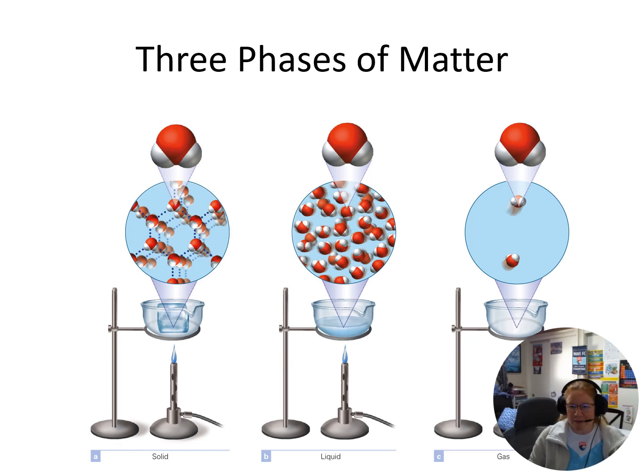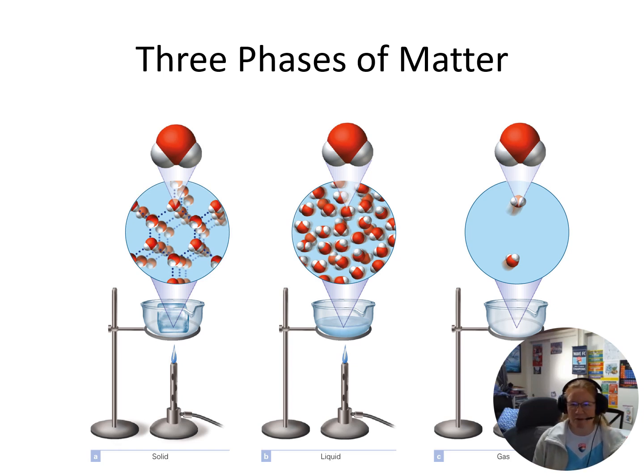All right, so we have three main phases of matter: solid, liquid, and gas. Obviously, my Apple Pencil is a solid. It has a definite shape and definite volume. Nothing's going to change about it. I can put this inside of any container I want, and it's always going to be like this.